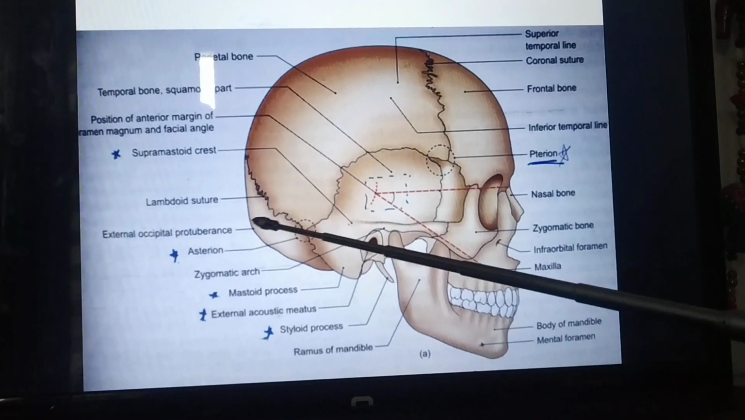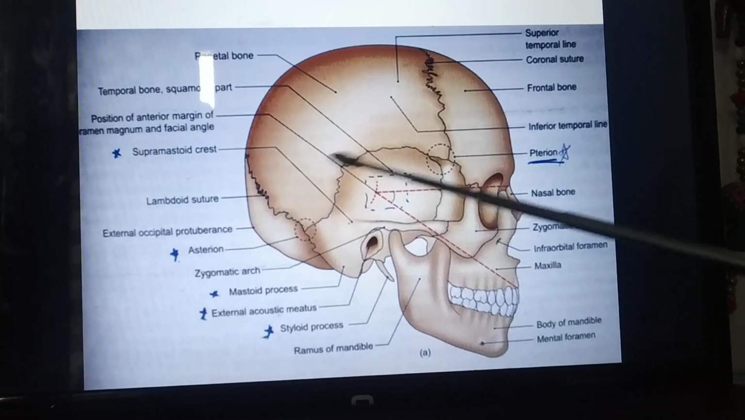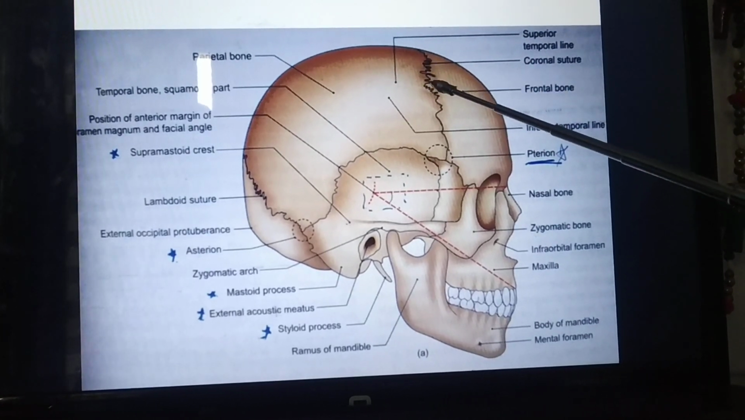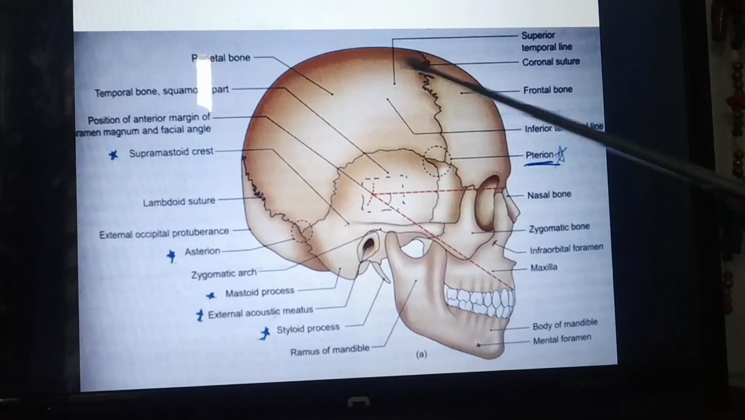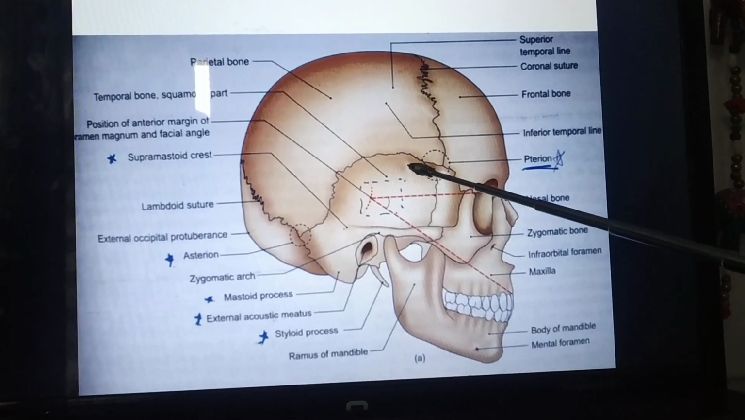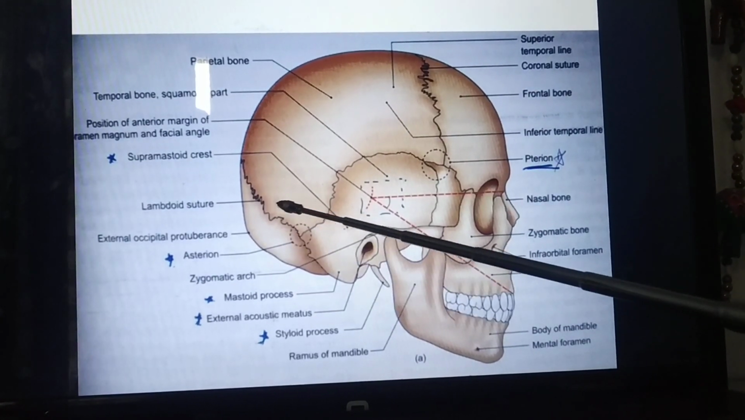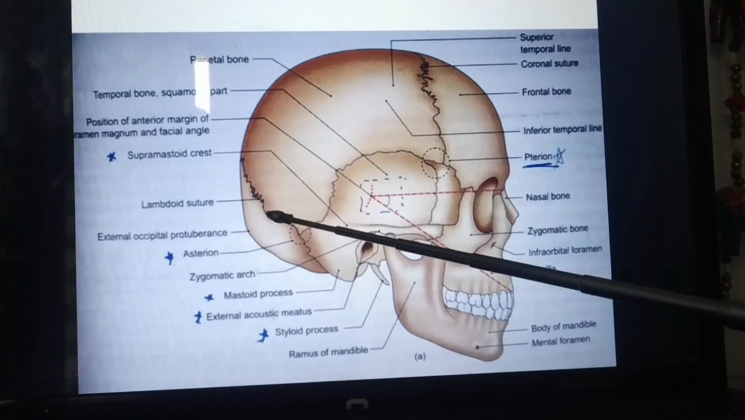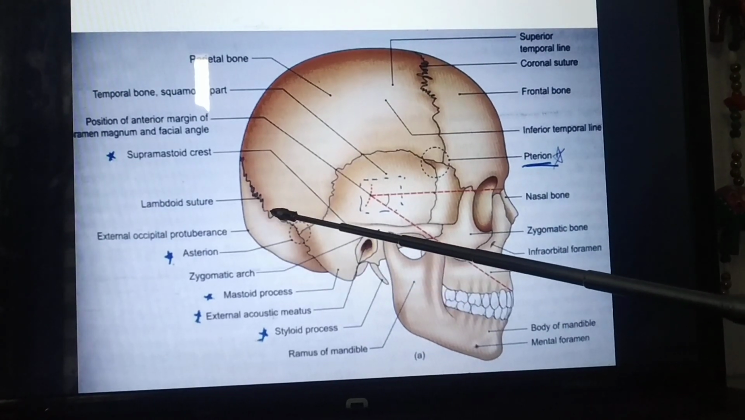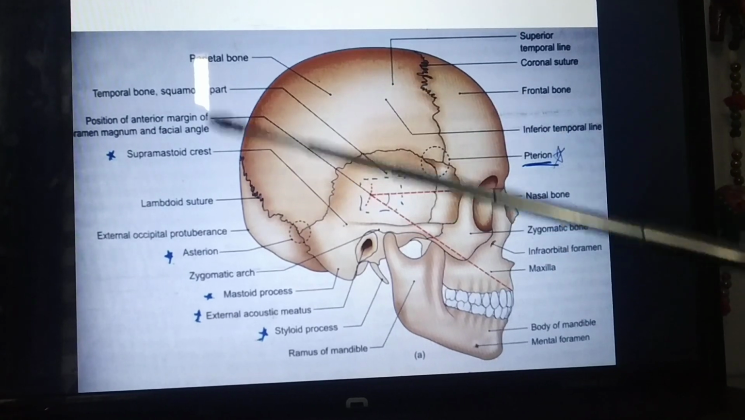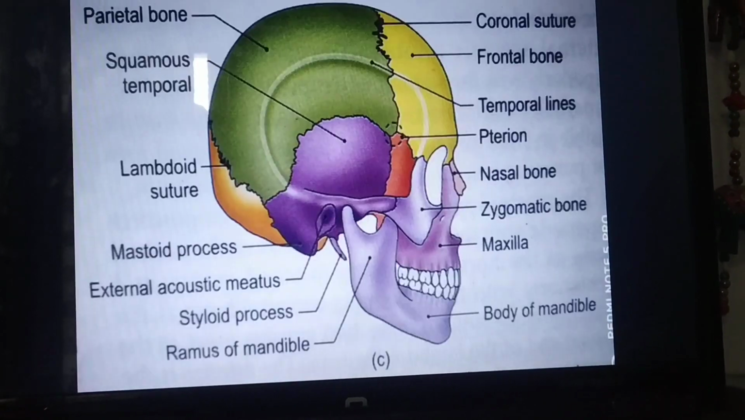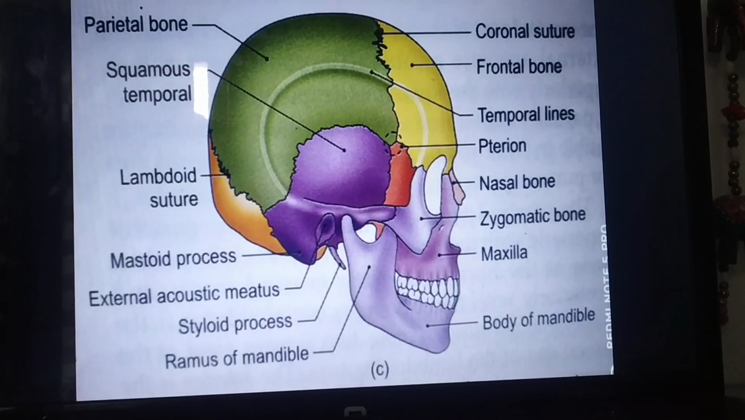Then now these are the sutures as I told you earlier. So this is the coronal suture. Frontal and parietal bone combine via the coronal suture. After that, when we see the lambdoid suture, this is again parietal and occipital bone combined over here, called the lambdoid suture. So this is the lateral view. The next, this is the colored picture.